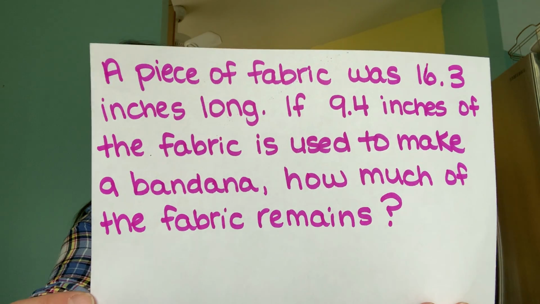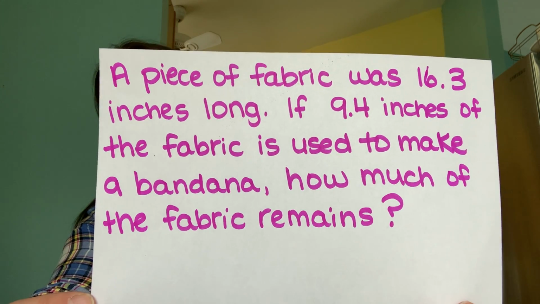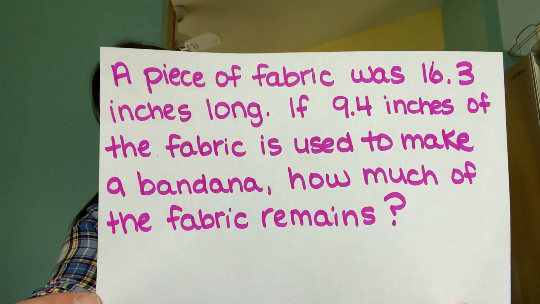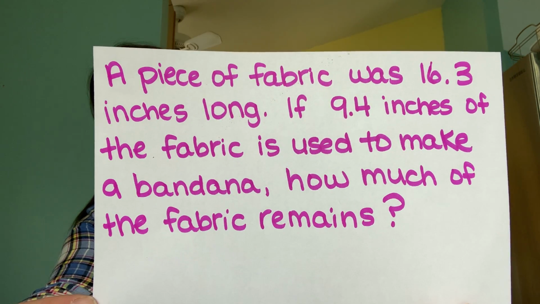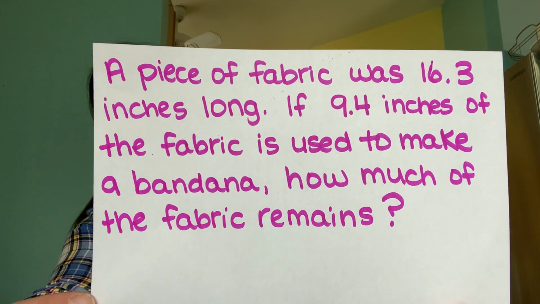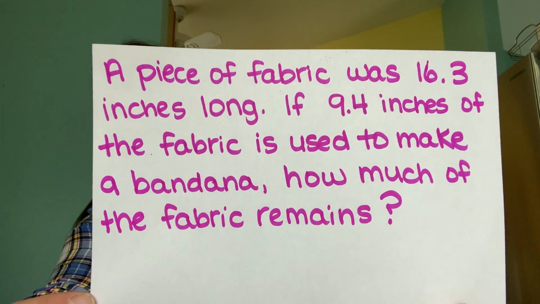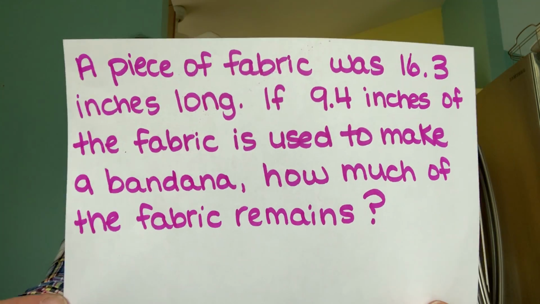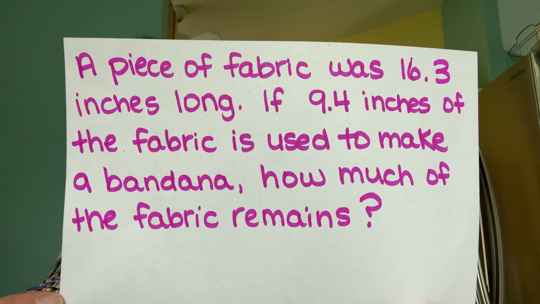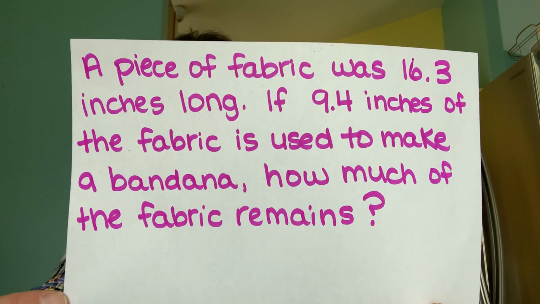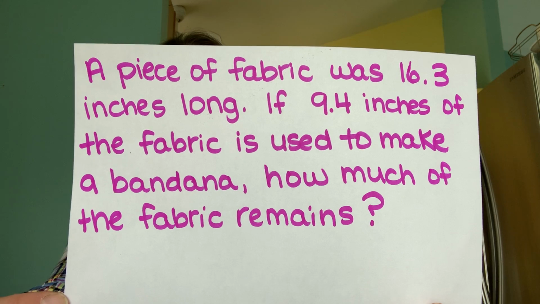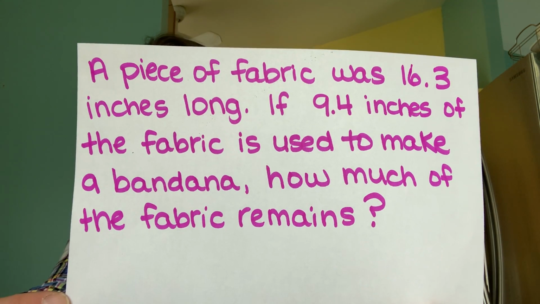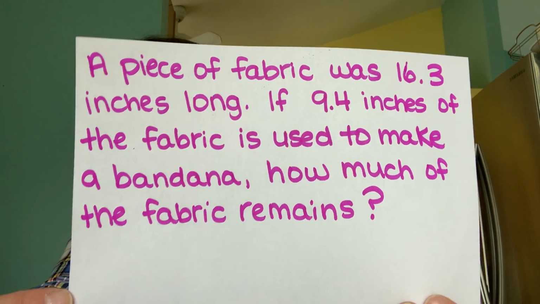This one says a piece of fabric was 16 3/10 inches long. If 9 4/10 inches of the fabric is used to make a bandana, how much of the fabric remains? So this word problem does have a keyword that can give us a tip to the operation we're going to be using. And that keyword would be remains. And when we see remains, we're usually going to subtract.